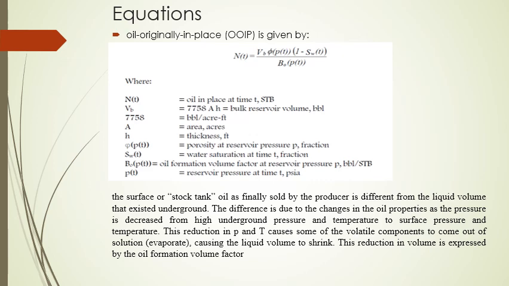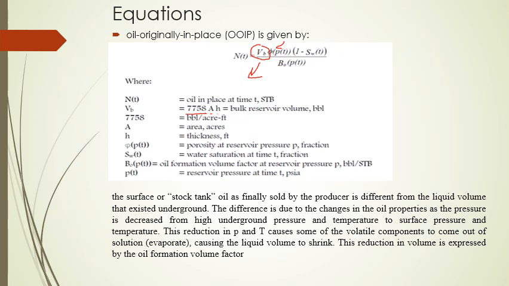Okay, to calculate oil originally in place, we need to describe each element in this law. I will start with VB. VB is the volume of the reservoir, and we can get it by multiplying this constant by the area and the thickness. Porosity is a function of pressure and time, φ(P(t)). That means that porosity will change by changing pressure, and the pressure will change during time, because we extract oil, so we reduce the pressure in the reservoir, so the porosity will change.